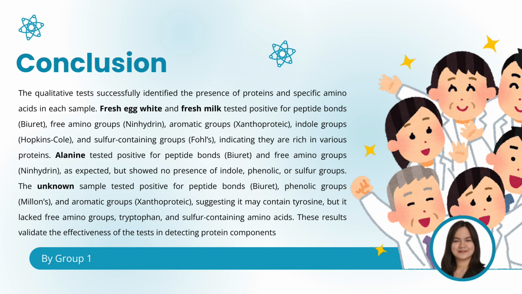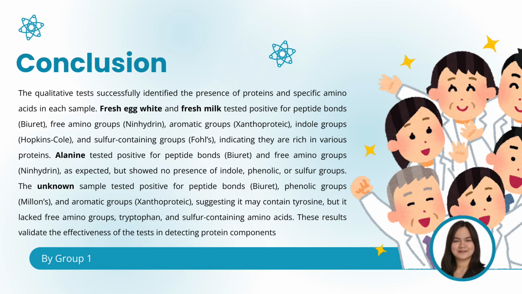In conclusion, the qualitative tests effectively demonstrated the presence of proteins and specific amino acids in each sample. Fresh egg white and fresh milk showed positive reactions in multiple tests, including Biuret for peptide bonds, ninhydrin for free amino groups, and Xanthoproteic for aromatic groups, confirming their richness in protein. They also tested positive for Hopkins-Cole, indicating indole groups like tryptophan, and Foll's showing sulfur-containing groups like cysteine.